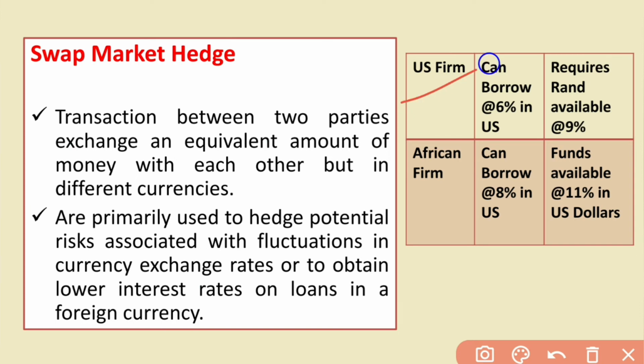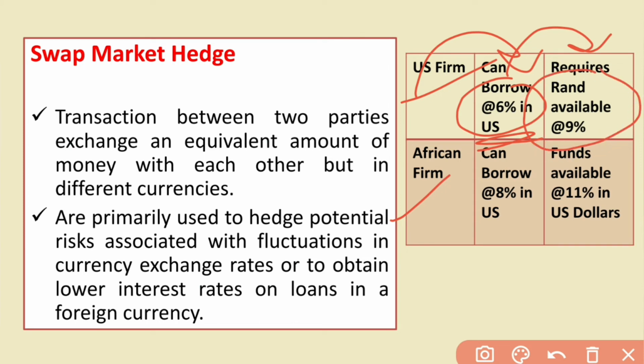Over here we have two firms. One is a US firm and one is an African firm. Now, the US firm has an option. It can easily get a US loan in US dollars at the rate of 6%. However, it wants to invest in Africa, but in the African currency, that is in rand, the loan is available at the rate of 9%, right?